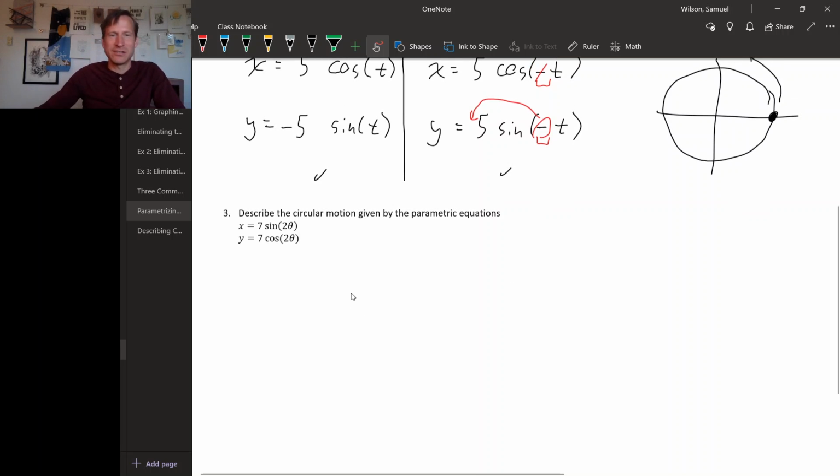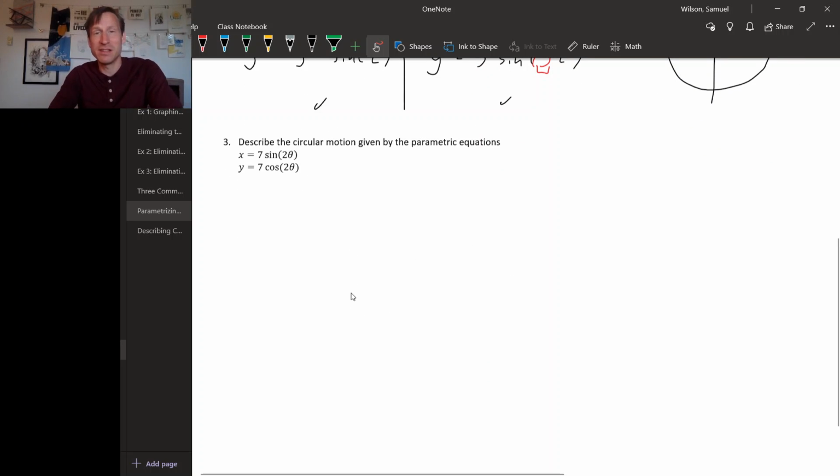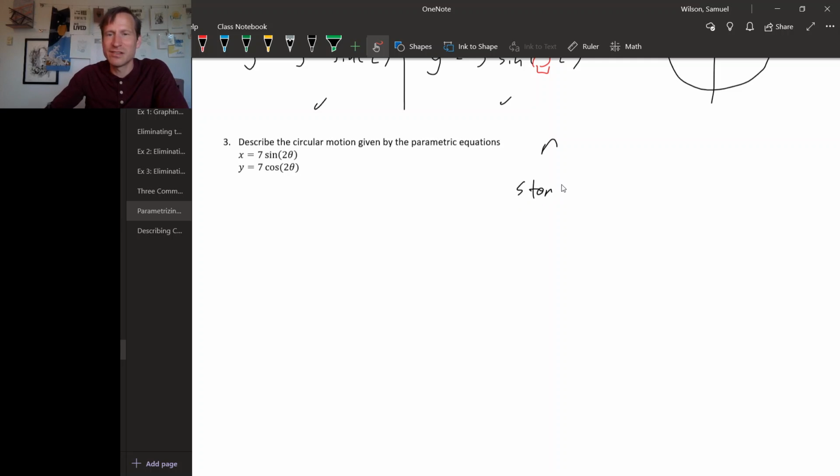Final example here. This is sort of going the other way. Rather than having a description of some circular motion and coming up with parametric equations, here we have parametric equations for some circular motion, and we want to describe what sort of circular motion this is talking about. So one thing we should definitely describe is the radius of the circular motion, also maybe where it starts, and which direction it's going. And also we might want to figure out how long it takes to make one trip around the circle. So I guess we could call that the period of this circular motion.